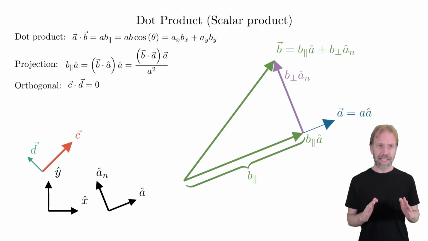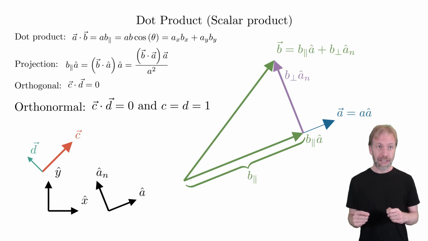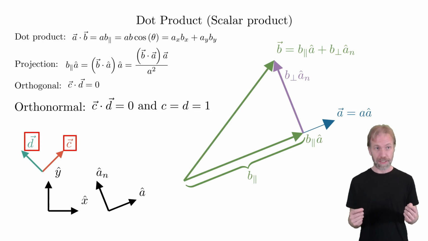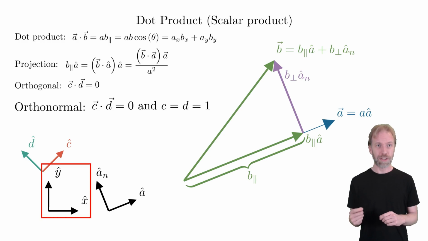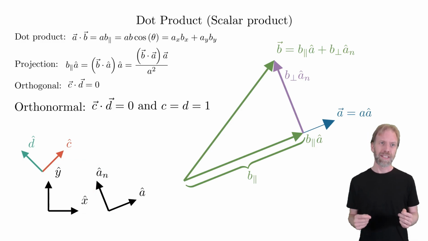A closely related topic is orthonormal vectors. Here we will require that the vectors are orthogonal and both vectors have the length 1. If the length is 1, we can write them as unit vectors. Examples are x hat and y hat, which are orthonormal to each other. A hat and A n hat are also orthonormal. In general, we want our basis vectors to be orthonormal, as that will make our calculations much easier.